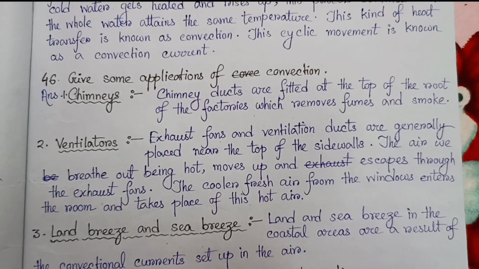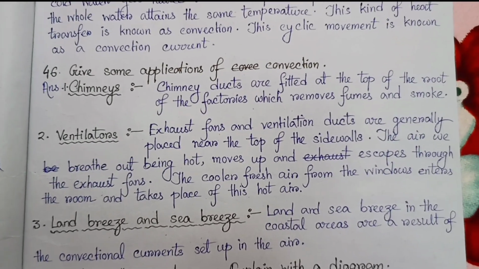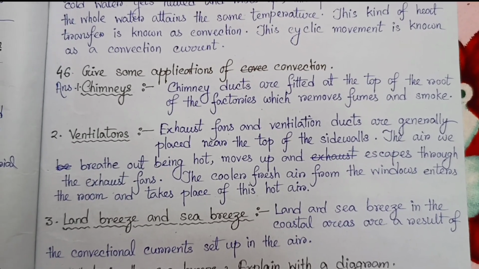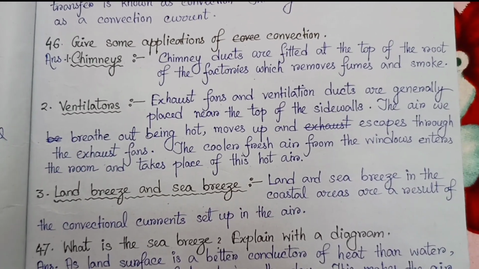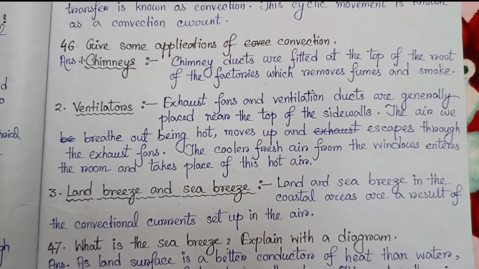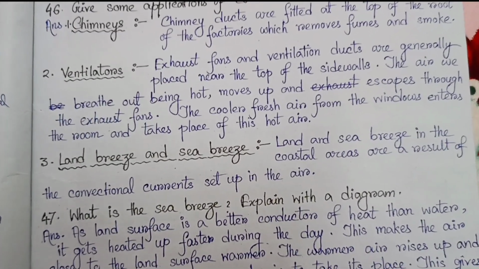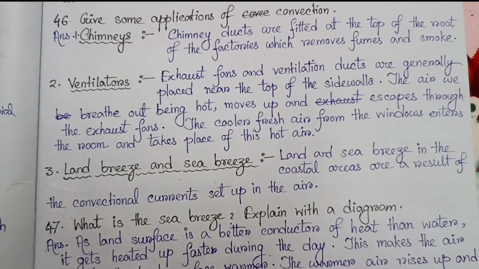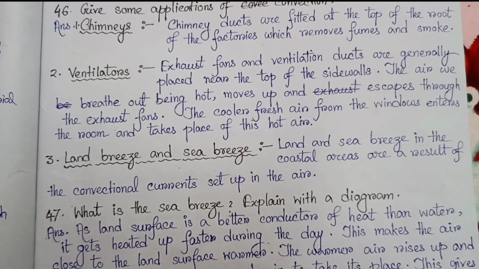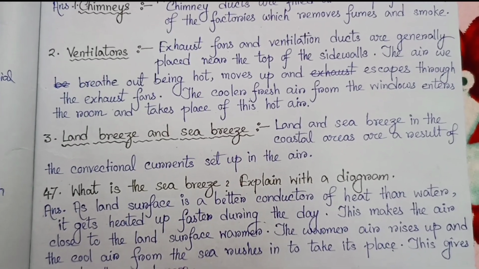46. Give some applications of convection. Chimneys. Chimney ducts are fitted at the top of the roof of the factories, which removes fumes and smoke. Ventilators. Exhaust fans and ventilation ducts are generally placed near the top of the sidewalls. The air we breathe out, being hot, moves up and escapes through the exhaust fans. The cooler fresh air from the windows enters the room and takes the place of this hot air.